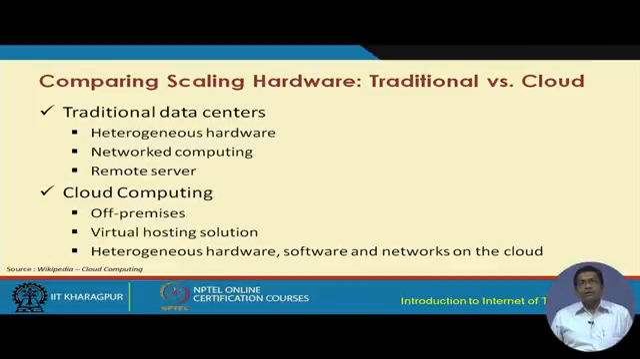In cloud computing, we are talking about off premise resources with virtually hosted solutions, with heterogeneous hardware, software and networks, everything available on the cloud. Whenever users have requirements, they can easily scale the resources up or down. The resources are made available to the users as per the requirement through a virtualized platform. So, there is some difference, as you can understand, between the traditional data centers, traditional IT infrastructure in companies, and the cloud computing environment.